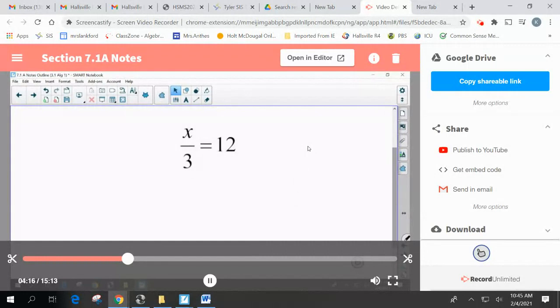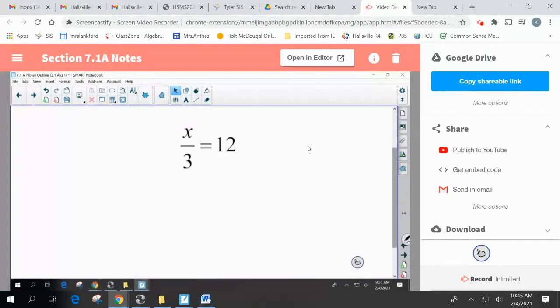All right, x divided by 3 equals 12. So the inverse of this would be to multiply. We're going to show this by using parentheses, so times 3 on each side. So on the left, we would have x, and on the right, we would have 36.